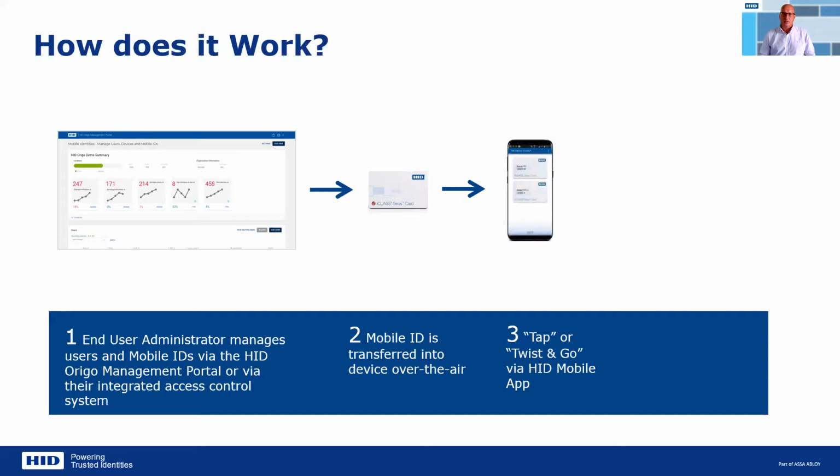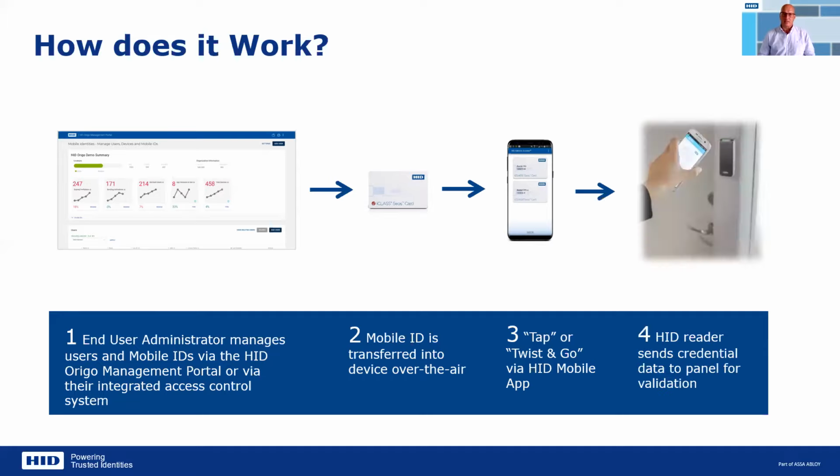It's stored in the application, and then you can use your smartphone once authorized to open the door with a standard tap gesture like a smart card, or a specific twist and go gesture where you can operate the reader touchlessly from a long distance. And the HID reader receives this credential. It decodes this credential and sends it directly to the access controller for validation, as if it is access control data coming from an RFID card.